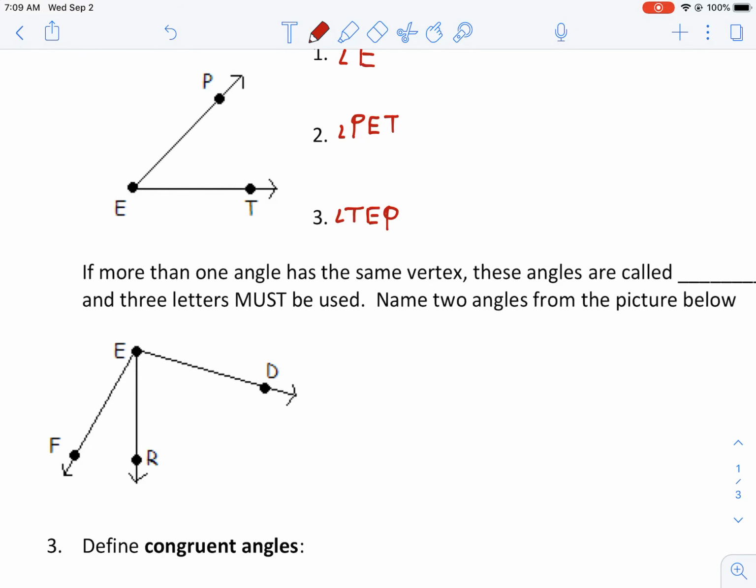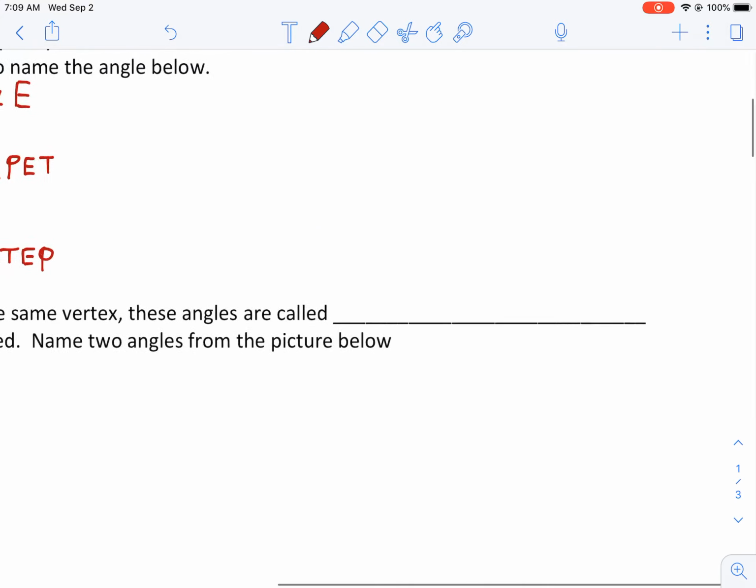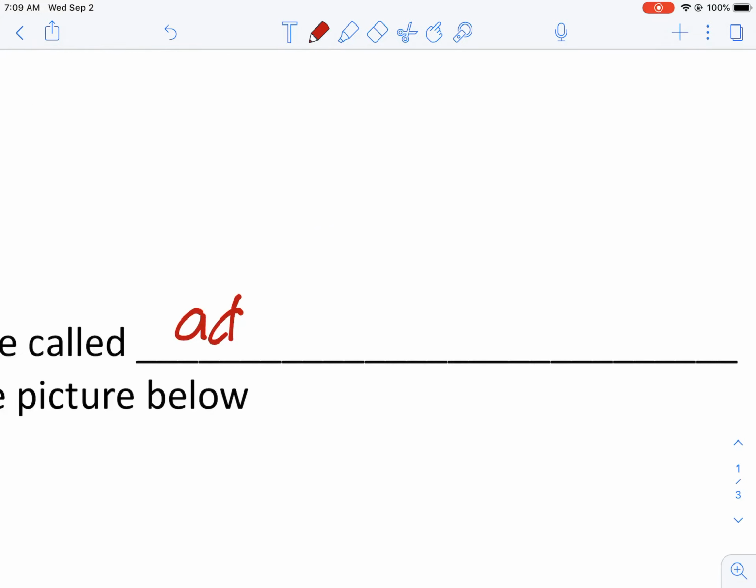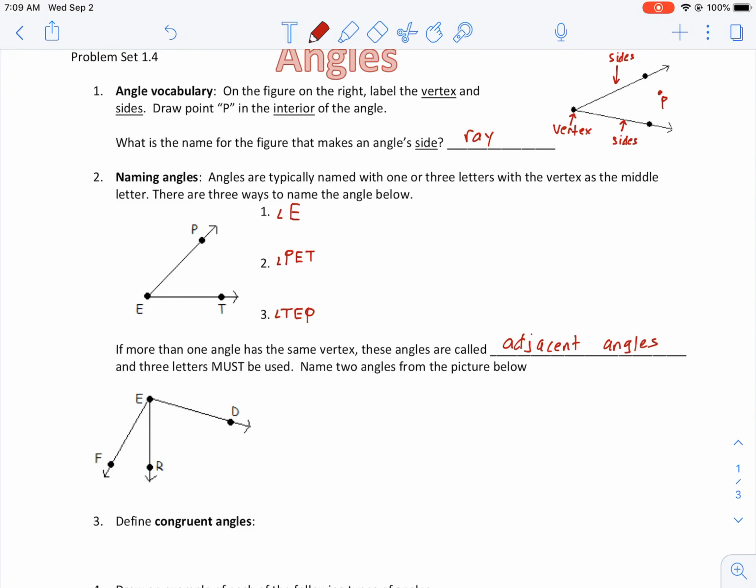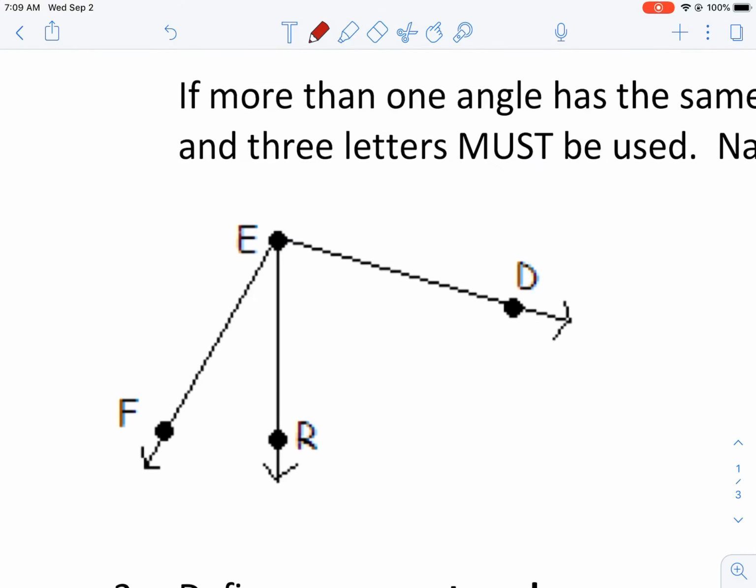If more than one angle has the same vertex, these angles are called adjacent angles. You might have heard the word adjacent in everyday life, maybe on TV or something. It means next to. So if you have two angles and they have the same vertex and they share a side, that means they're adjacent. There are two angles right here. We have this angle and we have this angle. They're right next to each other. So they're adjacent. They share a side and they have the same vertex.